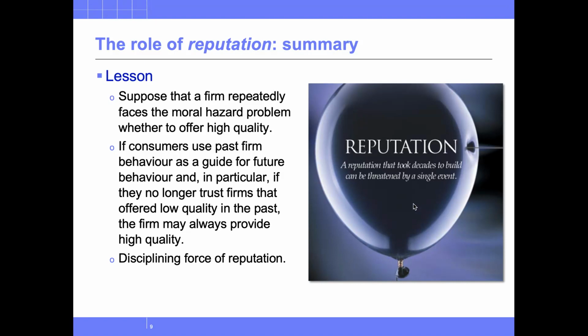As is said in the picture here, a reputation that took decades to build can be threatened by a single event. This is exactly the story that we were telling here. Selling a bad quality in one period would cost the reputation of the seller and would prevent the seller from having larger profits in the future. This threat of losing all this is sufficient to convince the seller to keep on selling high quality products in every period. And so the asymmetric information problem is solved in this case through the use of branding and reputation.